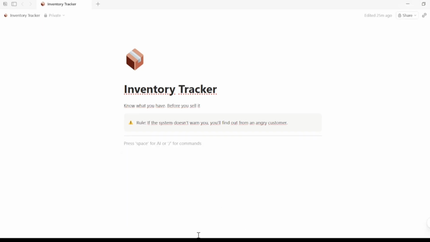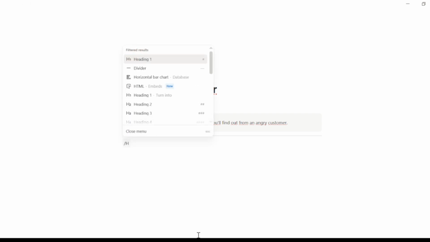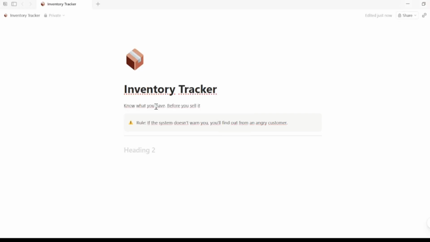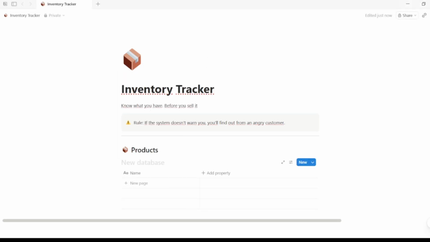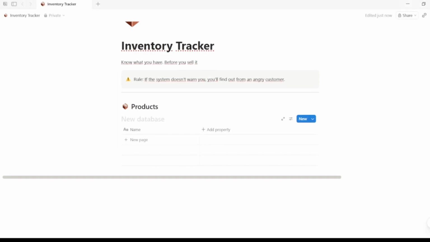Every product he makes gets 1 row, not 1 row per order, not 1 row per sale, 1 row per product. Marcus has about 20. That's the whole thing. If your inventory needs 3 connected databases on day 1, you'll abandon it by day 3.